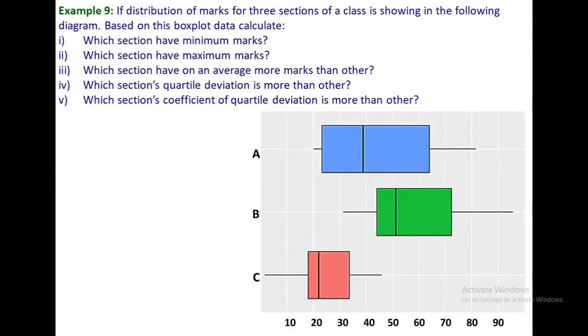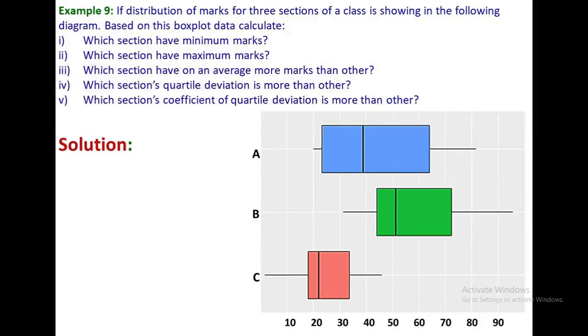Let's take one more example, where the distribution of marks of 3 sections of a class is shown in the following box plot diagram. Based on this box plot data, we have to calculate which section has minimum marks, which section has maximum marks, which section has on average more marks than the others, which section's quartile deviation is more than the others, and which section's coefficient of quartile deviation is more than the others. So let's take them one by one.